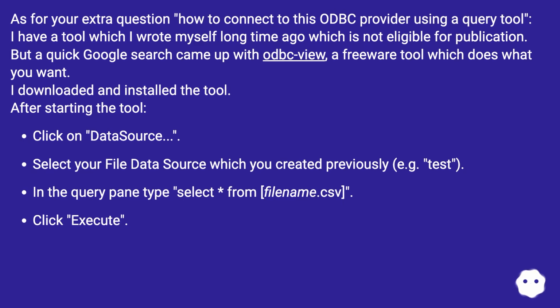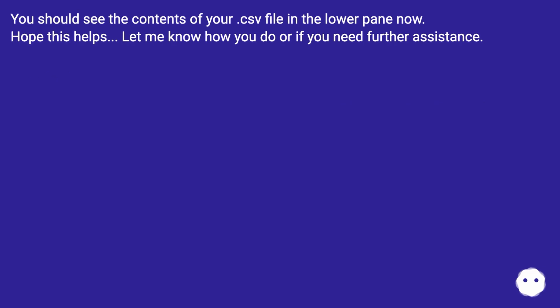After starting the tool, click on Data Source. Select your file data source which you created previously, e.g. test. In the query pane type: select asterisk from filename.csv. Click Execute. You should see the contents of your .csv file in the lower pane now. Hope this helps. Let me know how you do or if you need further assistance.